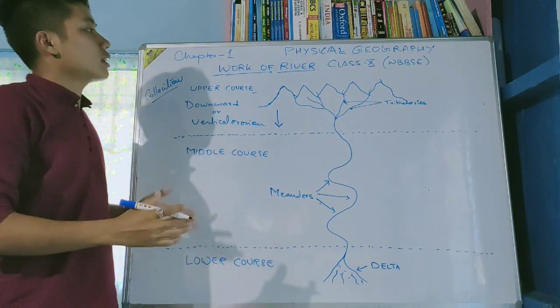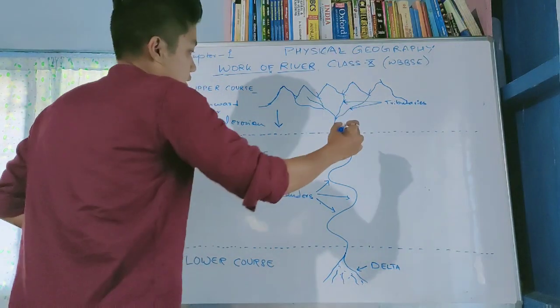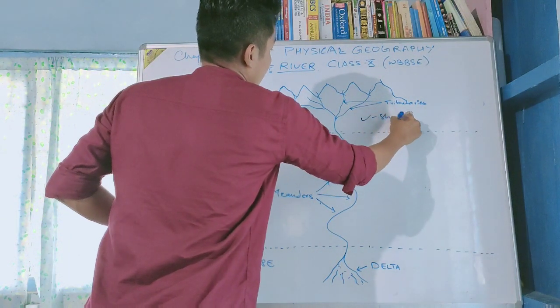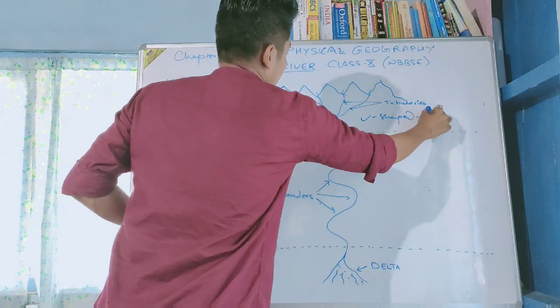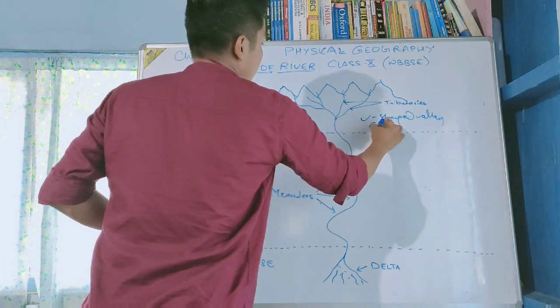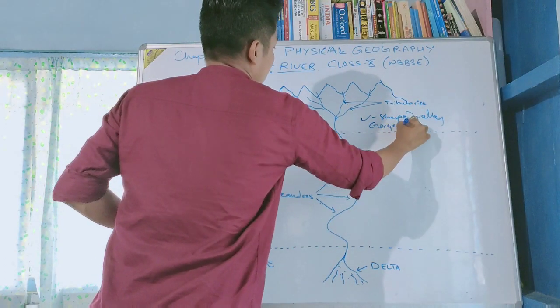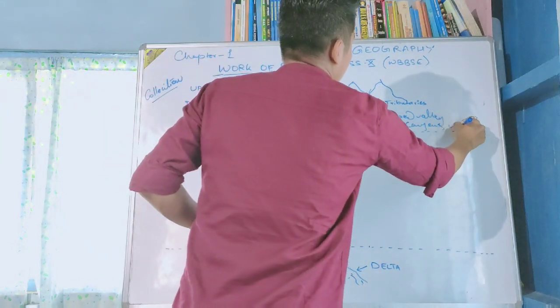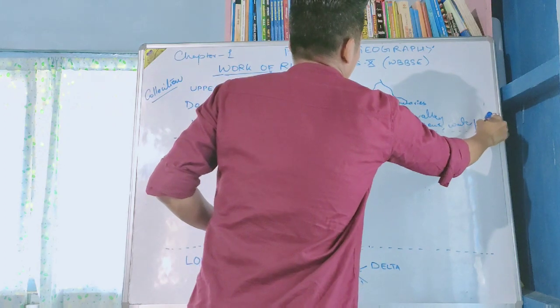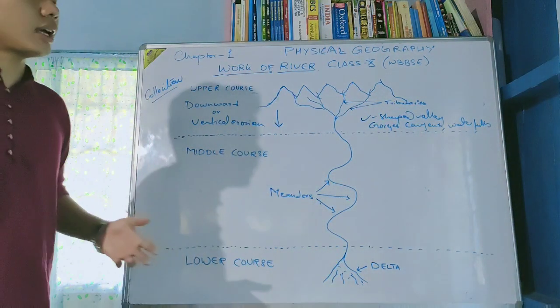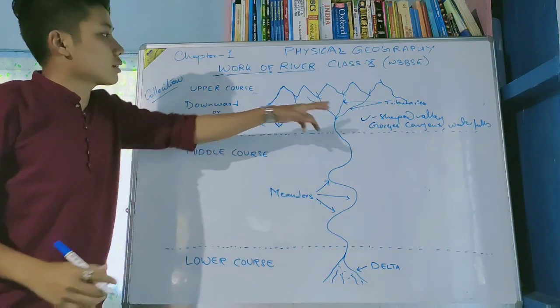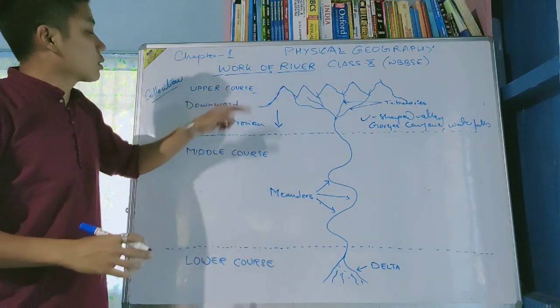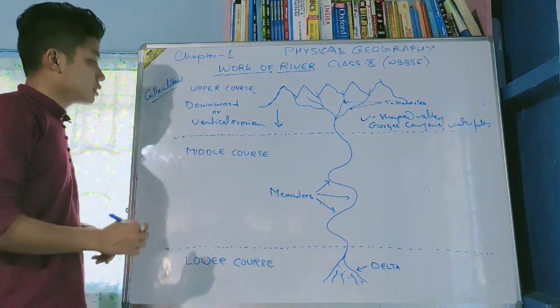We can see different land features like, for example, V-shaped valley, gorges, canyons, waterfalls, etc. Different kinds of alluvial fans, alluvial cones, and all these kinds of features we can see in the upper course of the river. Okay, next is the middle course.